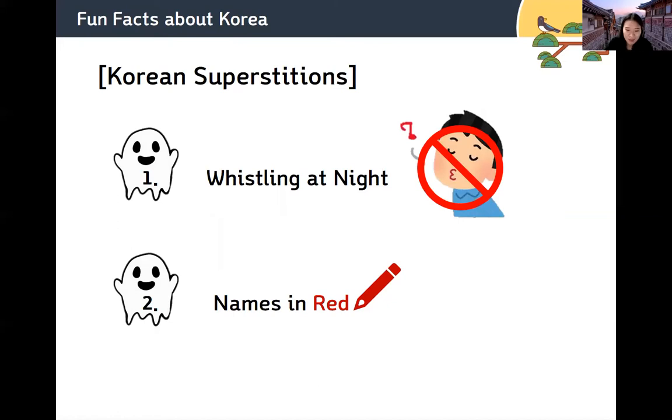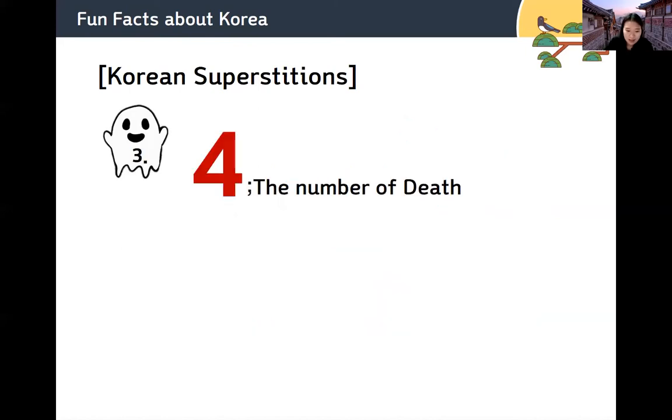And second, people don't like to write or to be written their names in red ink. In the past, red ink was used to write the names of the deceased on the family register. Therefore, writing names in red meant they had either passed away or, if they were still living, you were wishing harm or death upon them. Not many people seriously believe this anymore, but still, a lot of Koreans consider it quite rude to write someone's name in red ink.